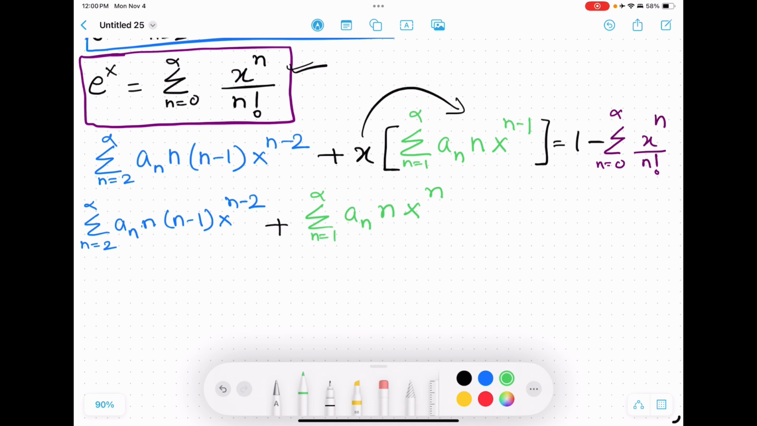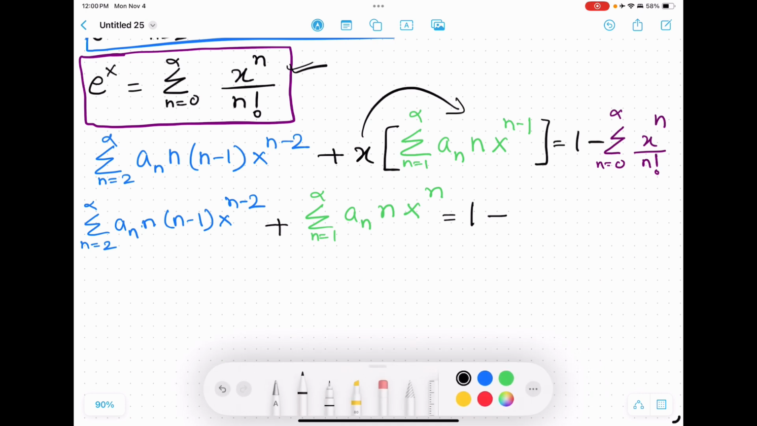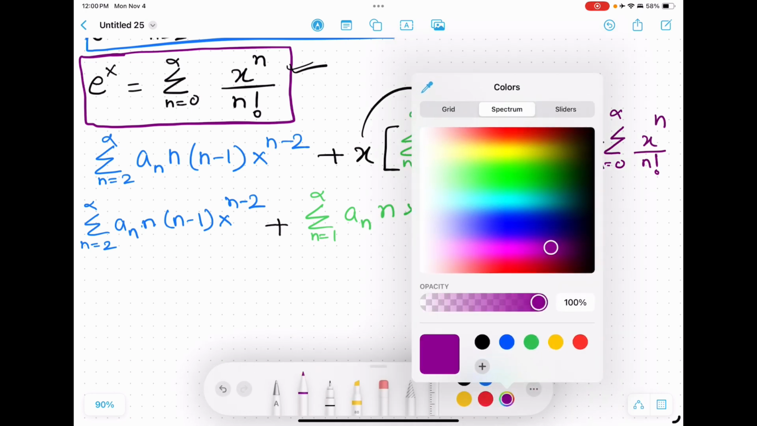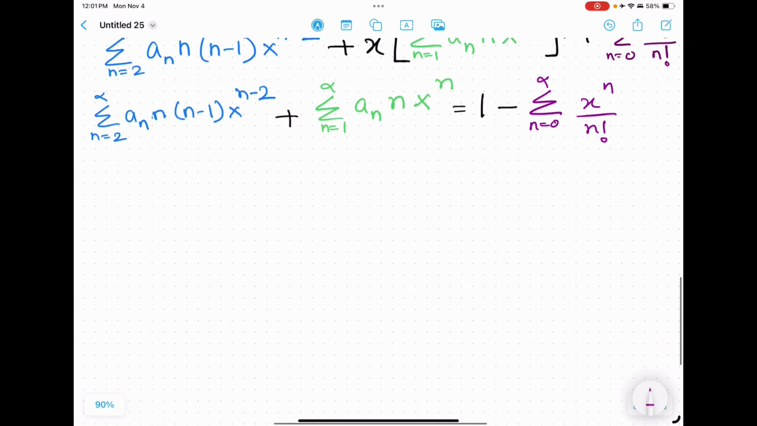So if I add them up, I'm left with x to the power n. And then I have my 1 minus this beautiful summation, n equal to 0 to infinity, x to the power n over n factorial. Now, this is what it looks like when we plug our power series into our main differential equation, okay?